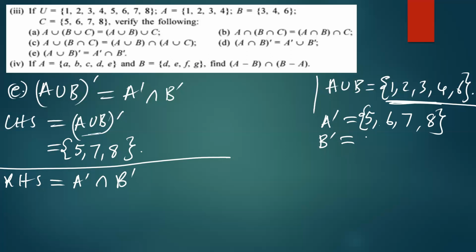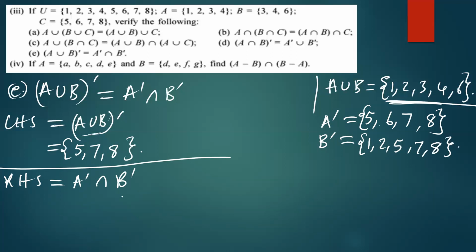Then the complement of B, so B is simply 3, 4, 6. So the complement of B is going to be 1, 2, then we have 3 in B, so we don't write it. Then 4, we don't write it. Then we have 5, then 6 is in B, we shouldn't write it. Then there's also 7 and 8.